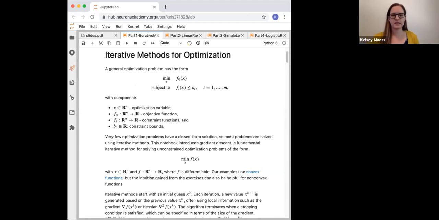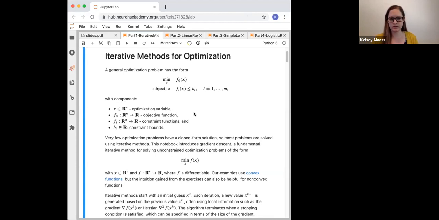Okay, thanks, Mariam. So in our first notebook here, we are going to explore 2 iterative methods for optimization with some examples. In the notebooks, we've added a lot of extra background information for people who want to learn more. But for now, we're just going to do a really quick overview of what's in the notebook. So as we just saw, optimization problems have this form where you're often trying to minimize an objective function subject to constraints. And very few of these problems have a closed form solution. So oftentimes we solve them using an iterative method.